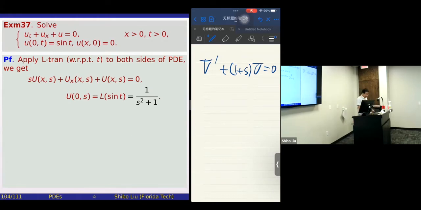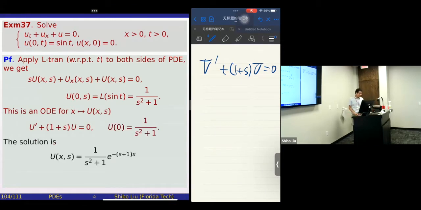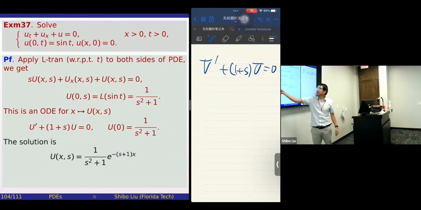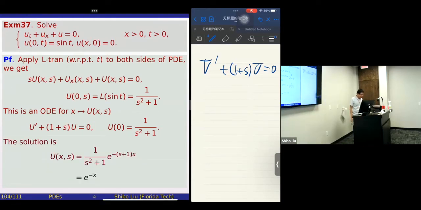Of course, we can solve this problem. This is a first order homogeneous linear ODE, even with constant coefficients. The coefficient 1 plus s is not a variable. It is a parameter because our variable in this ODE is x. So this is a constant. Of course you know how to solve it. The solution is this. Then we need to take the inverse.